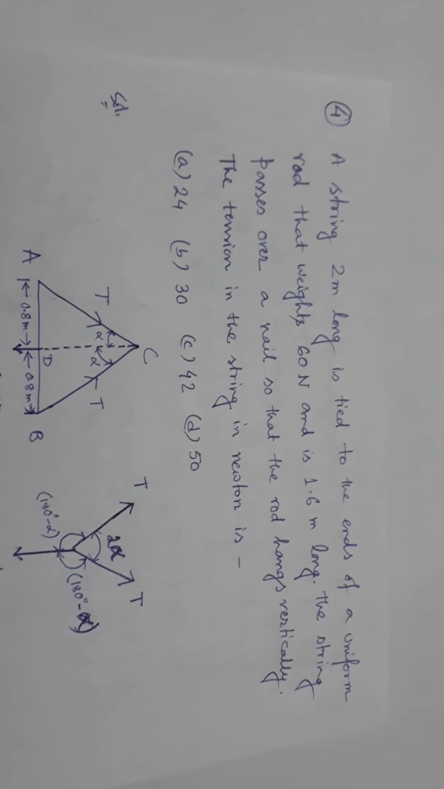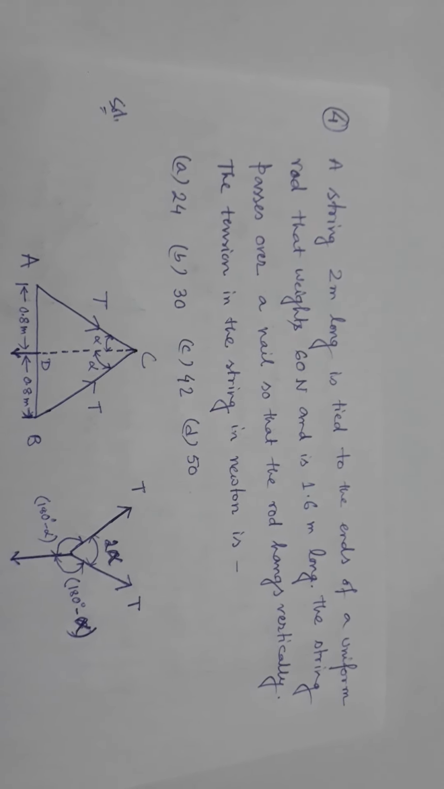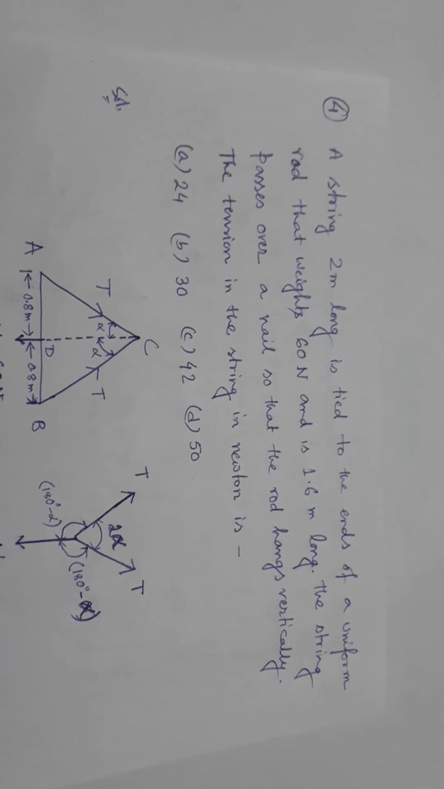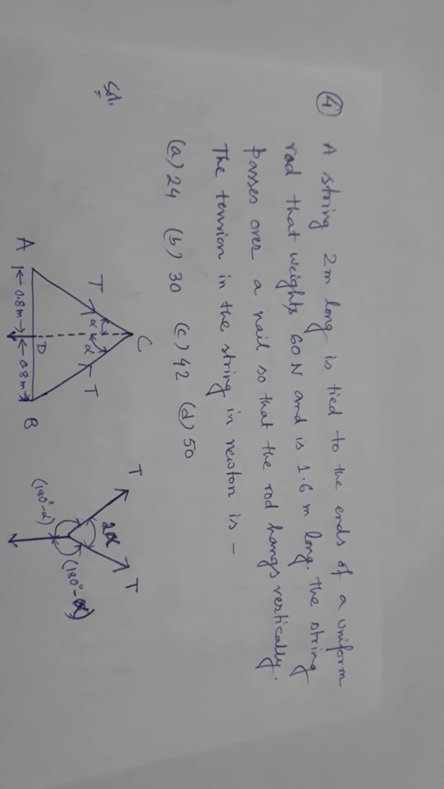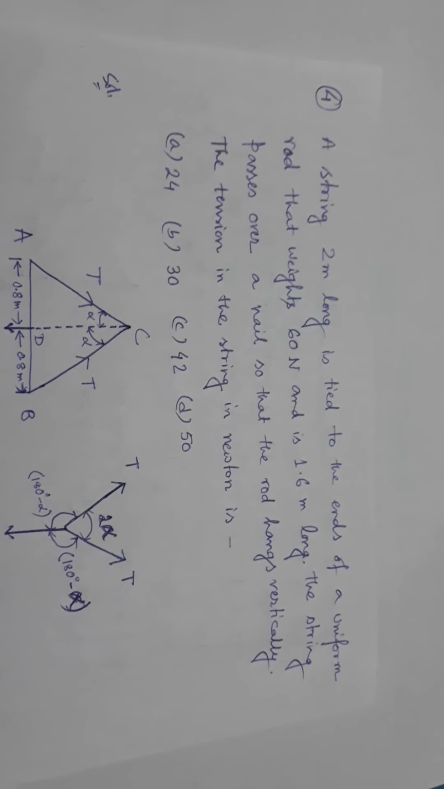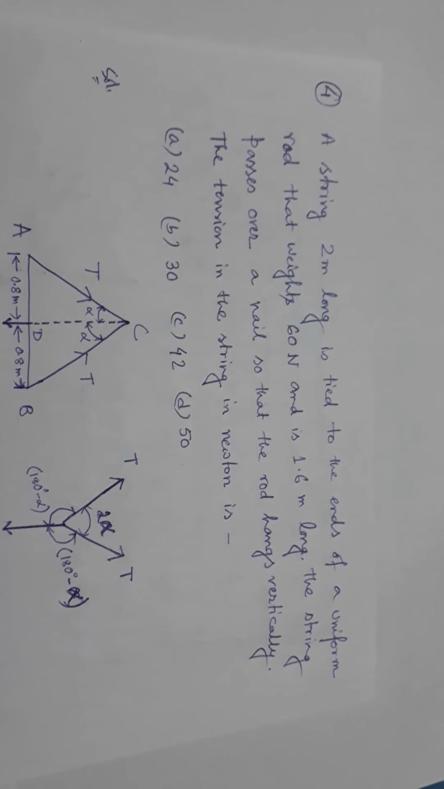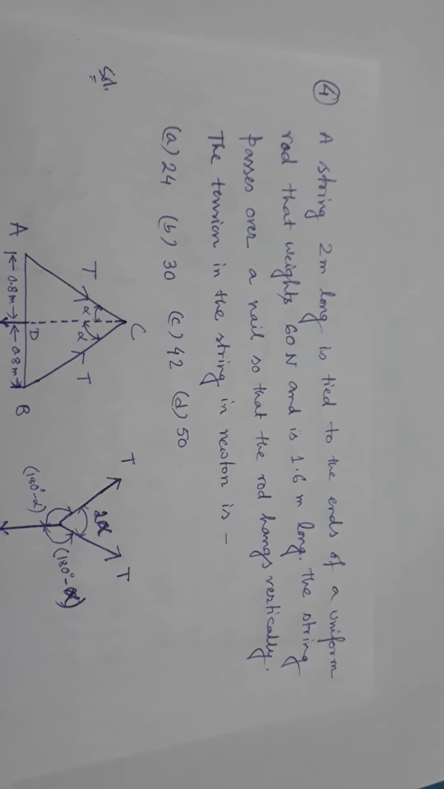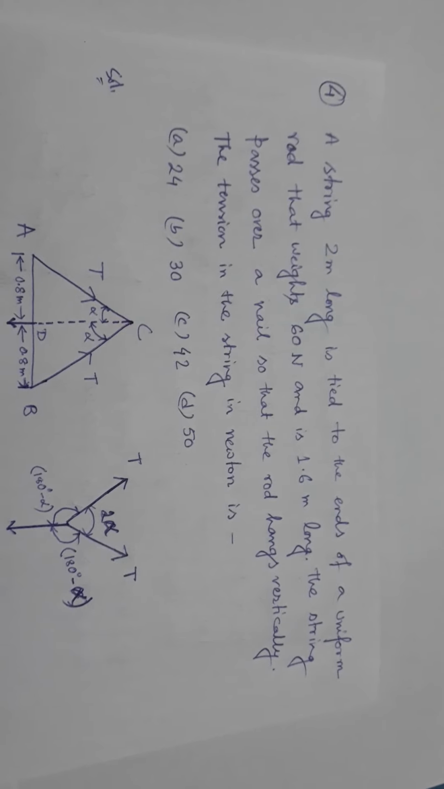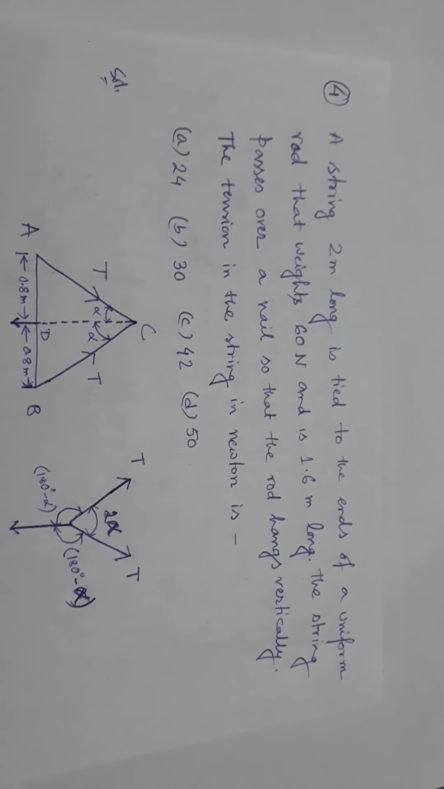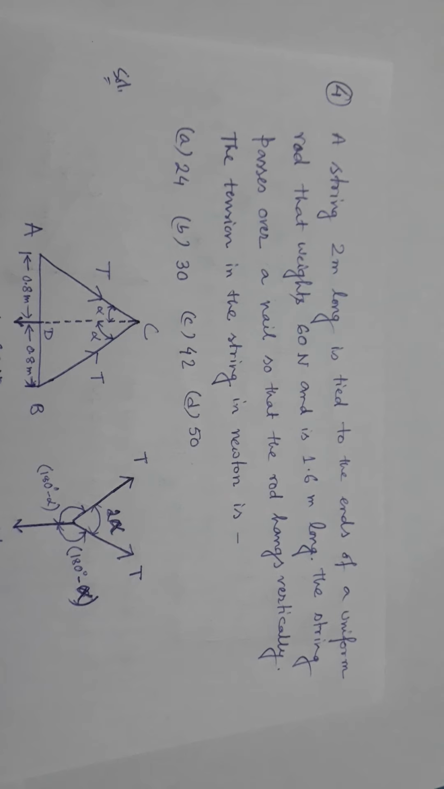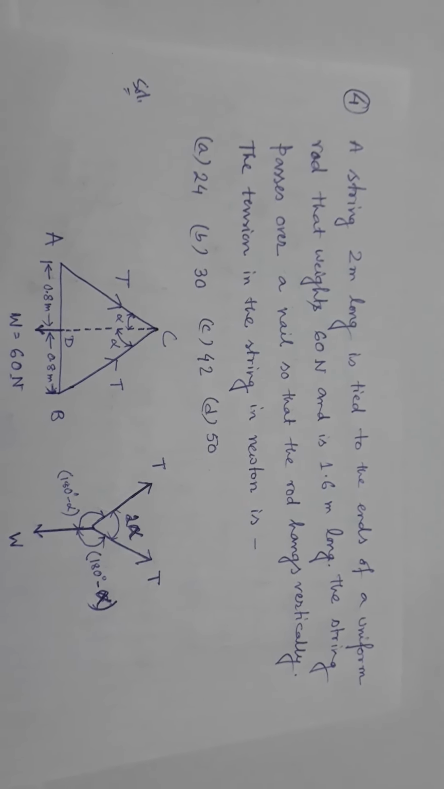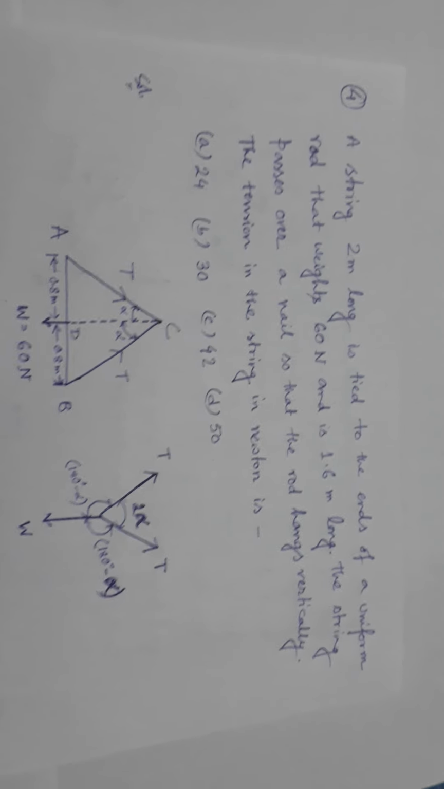This is the fourth problem, students. I missed this problem basically. So let's focus on the fourth problem. A string 2 meters long is tied to the ends of a uniform rod that weighs 60 Newton and is 1.6 meters long. The string passes over a nail so that the rod hangs vertically. The tension in the string in Newton is, so there are four options.